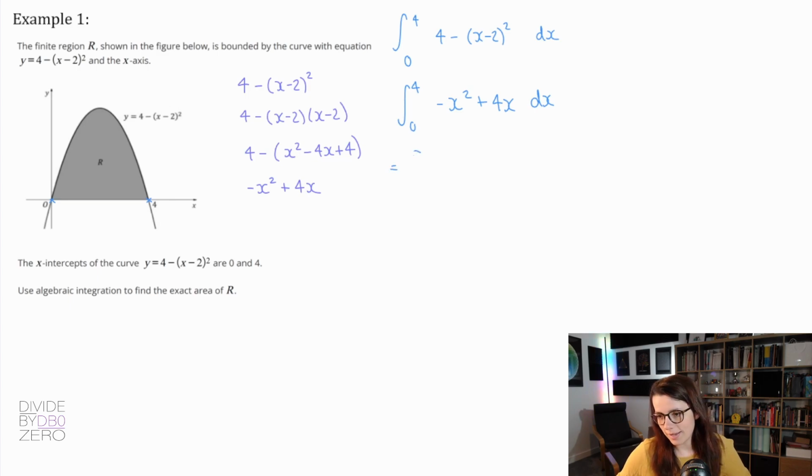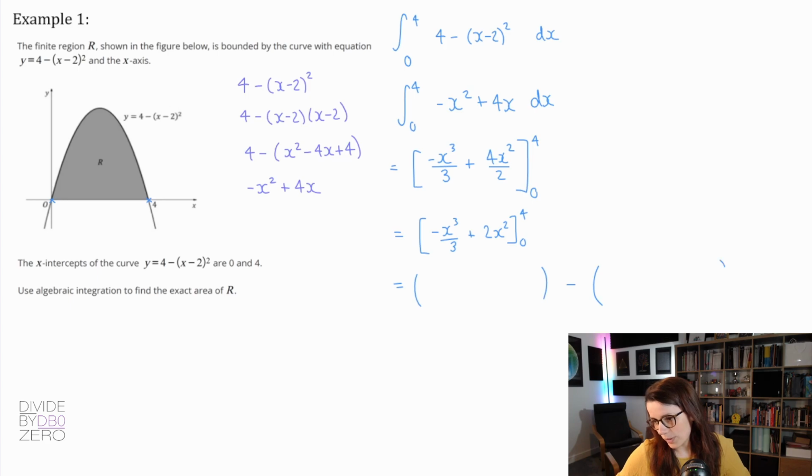When we integrate that, we use big square brackets and we're going to get minus x cubed over 3 plus 4x squared over 2. Close the square brackets, put 0 and 4 on the outside. If you want, at this point, you can simplify what's inside the square brackets. So we could make the 4x squared over 2 into just 2x squared, and then we can evaluate the limits. So big round brackets for this point. Sub in the 4 here, sub in the 0 here.